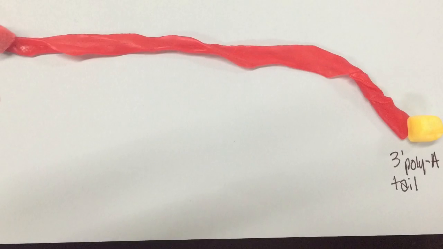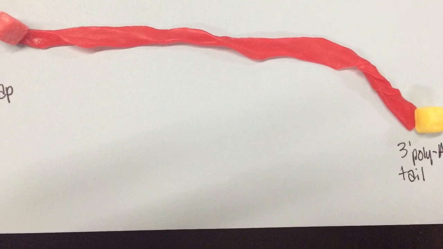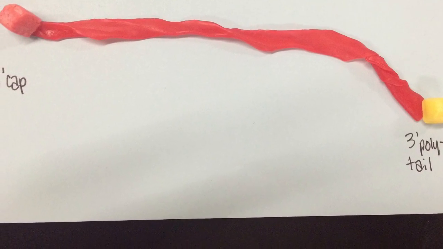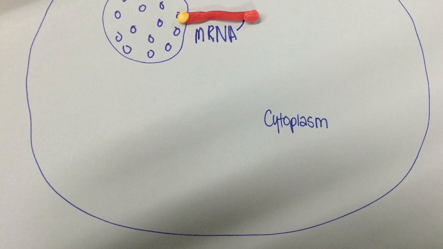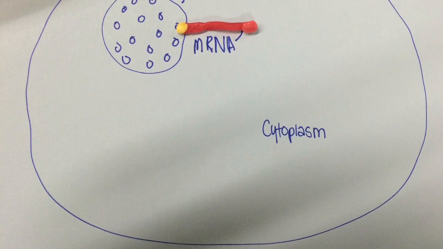Additionally, a 5' cap and a 3' poly A tail are added to each end. The mature mRNA strand then leaves the nucleus for translation.